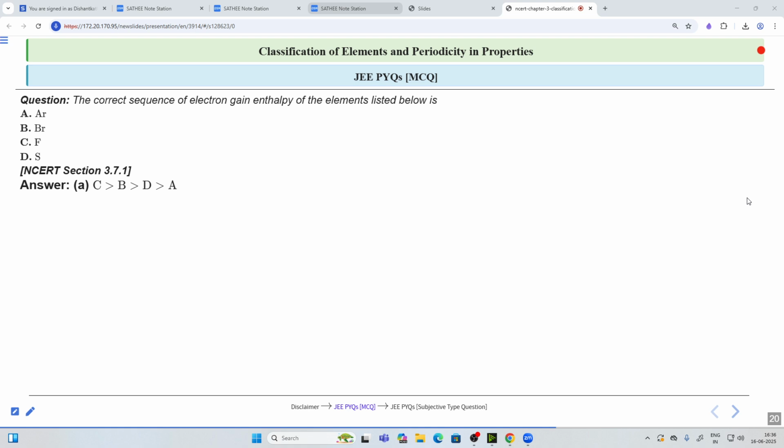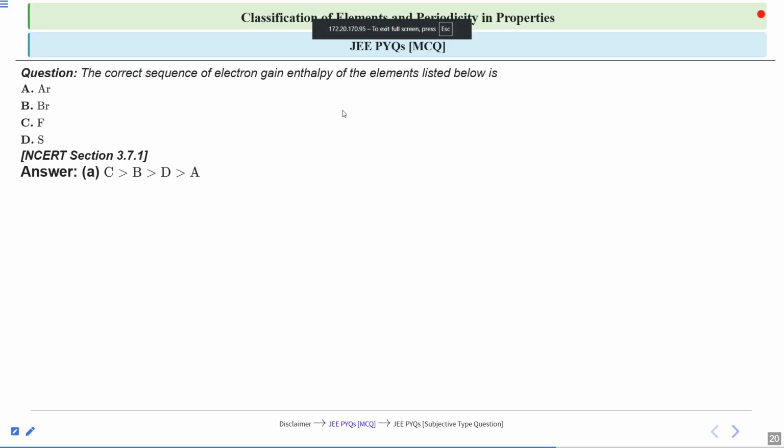The correct order will be C, B, D, and A. So fluorine will be the one having the highest electron gain enthalpy. Then comes your bromine. After that, we have the D option, which is sulfur. And lastly, we have the argon. How are we saying so?